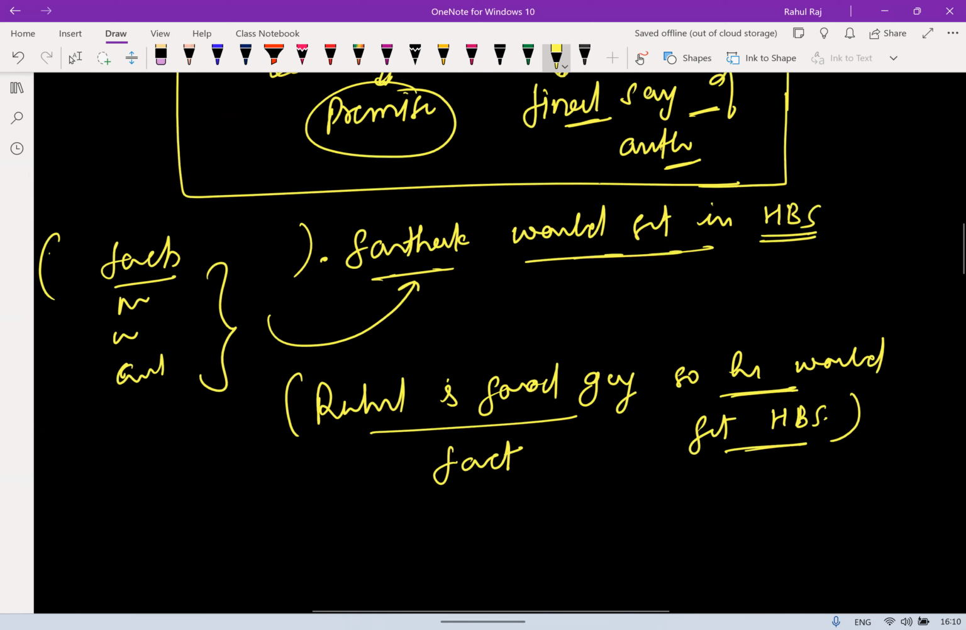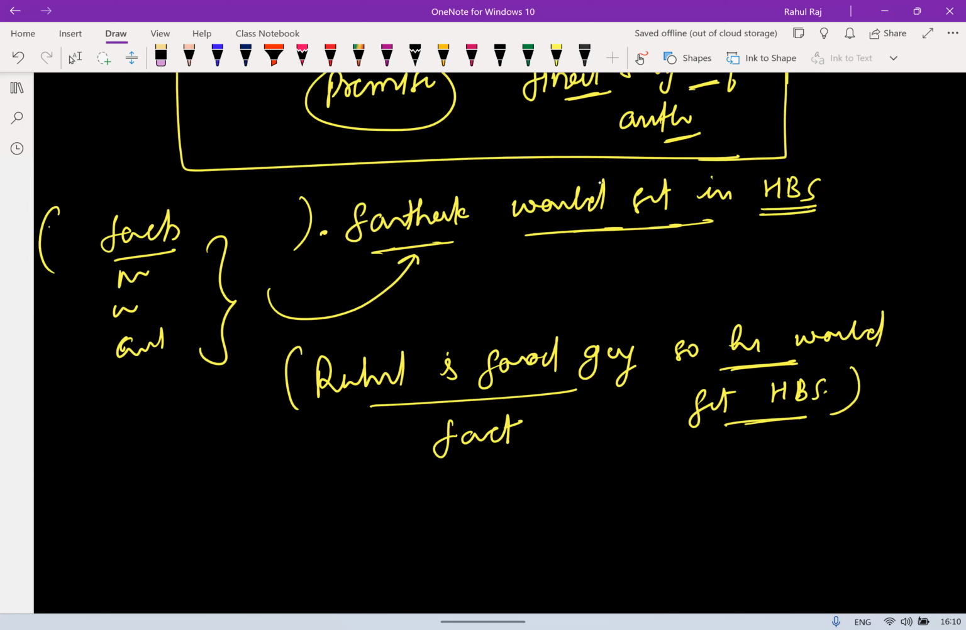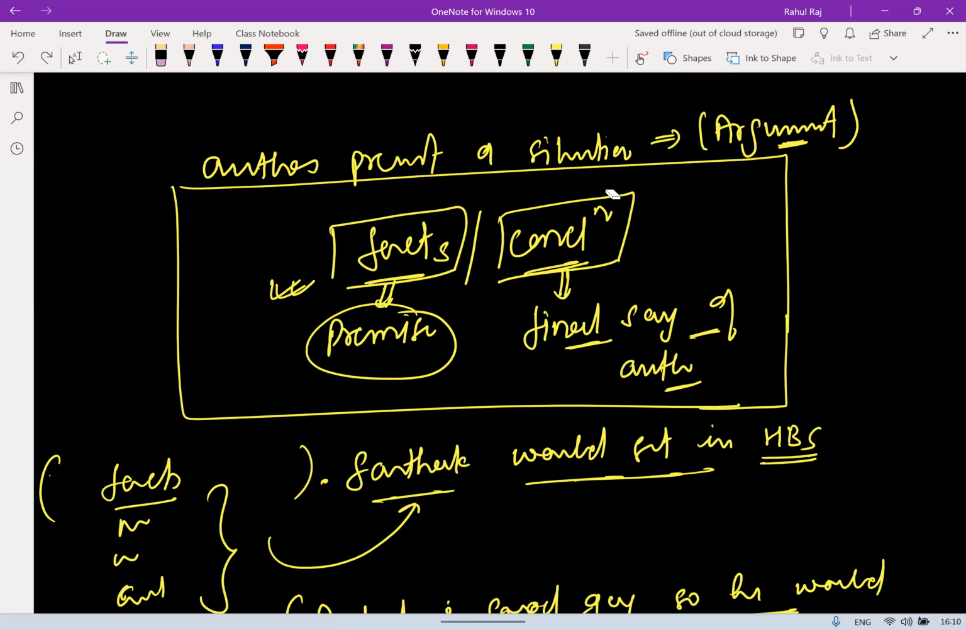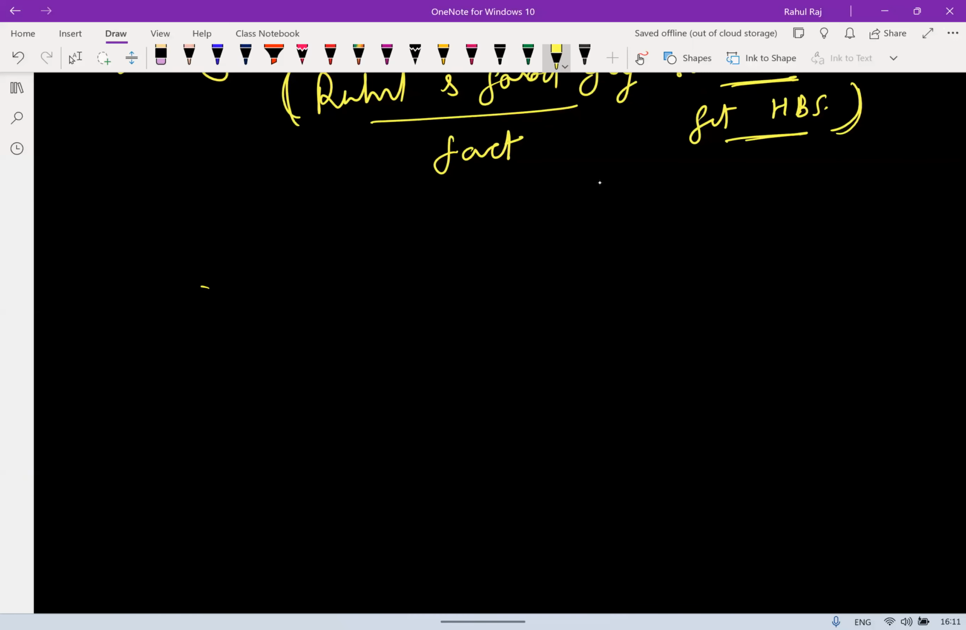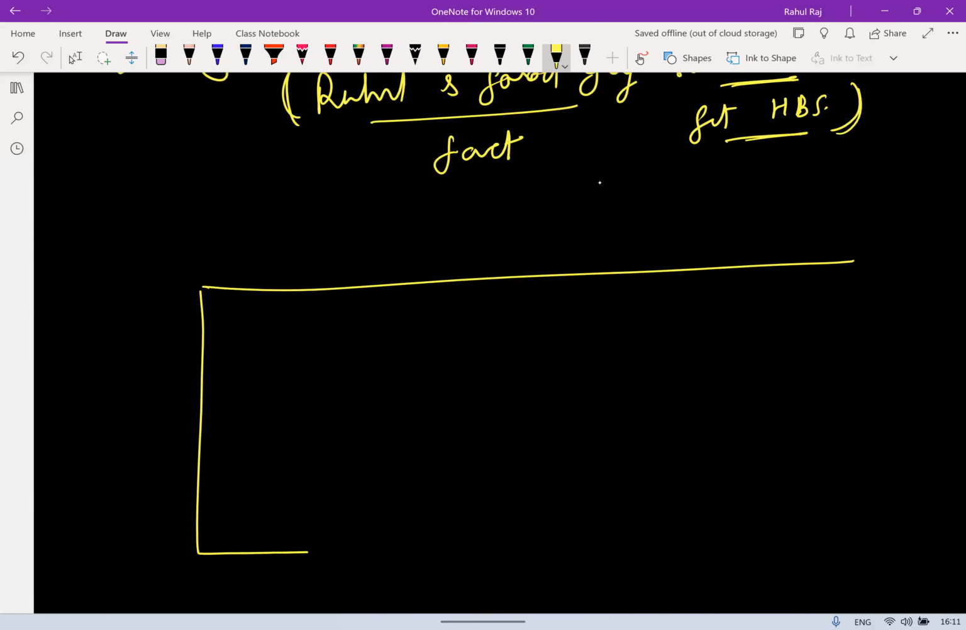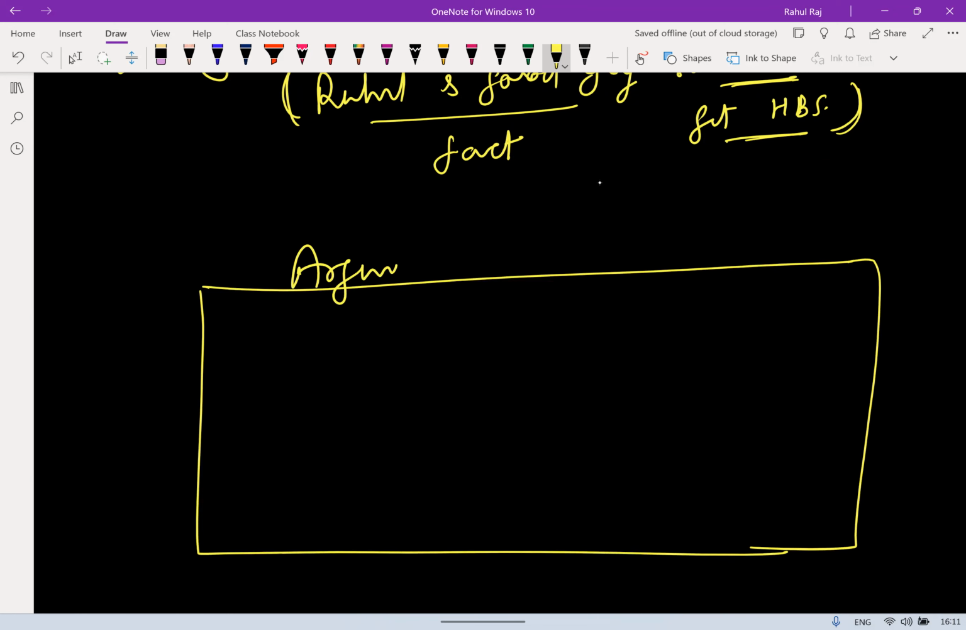An argument cannot be called an argument if you remove "so he would get into Harvard." This is not an argument now. Now this is a normal fact. But when I put this, that Rahul is a good guy and he would get into Harvard, this entire stuff is called an argument. So what happens in critical reasoning, guys, is that there's an argument presented in front of you. An argument consists of what? Facts and conclusion.